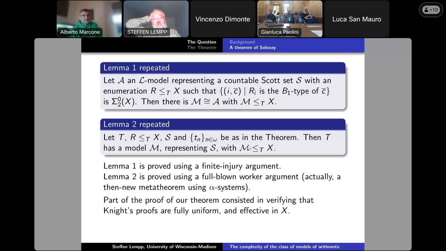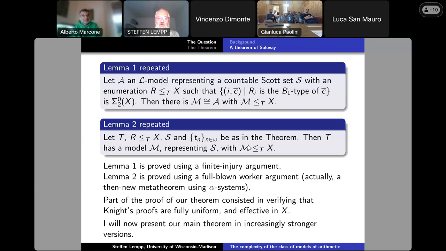So part of the proof for our theorem, which I haven't told yet but which we will talk about, consists in verifying that Julia Knight's proofs are not only correct, of course, but fully uniform. And secondly, they're effective in X in a sense which I will make precise. So there's an effective operator which from the R, T, R X S and the T N spits out the M, basically. That's what we had to figure out, and how exactly to make that precise. That's actually what's going to happen.